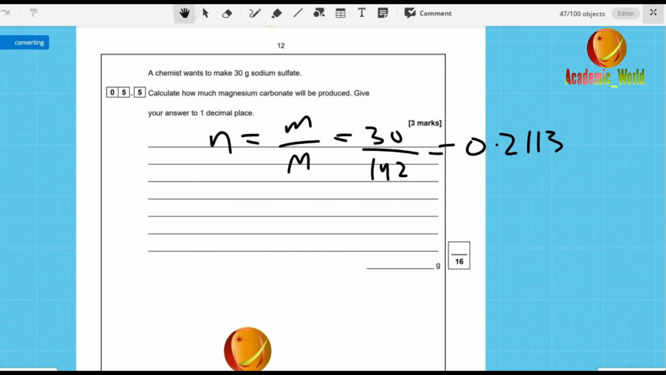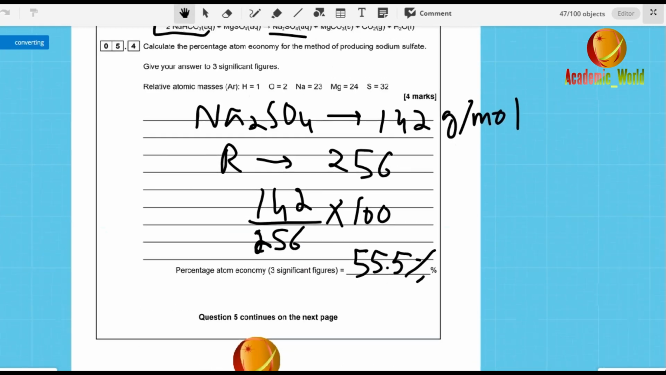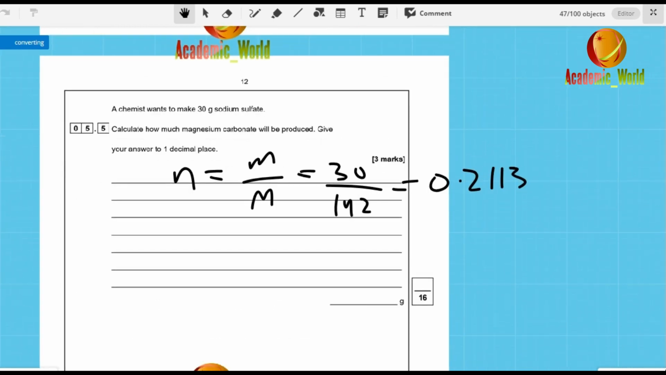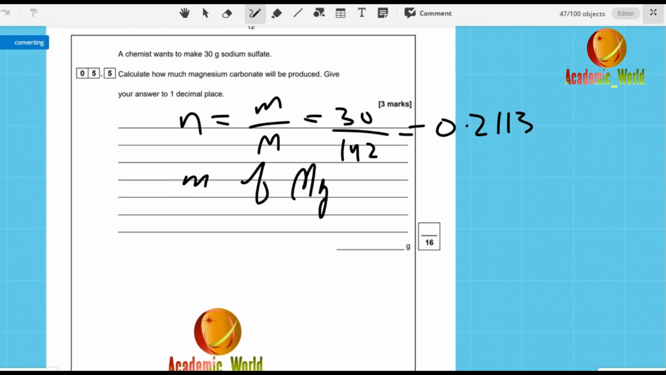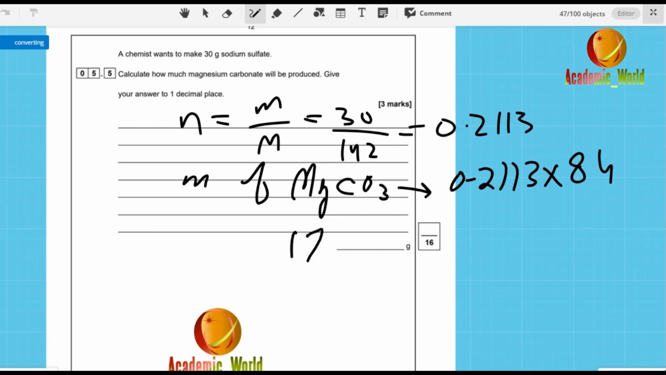It means the molar ratio of magnesium carbonate is also equal, you can see here, so you can easily multiply with each other. So basically n is equal to the mass of MgCO3, that is equal to 0.2113 times the molar mass. The molar mass of MgCO3 is 84. Now multiplying with each other, it will equal 17.7 grams, that is the mass.